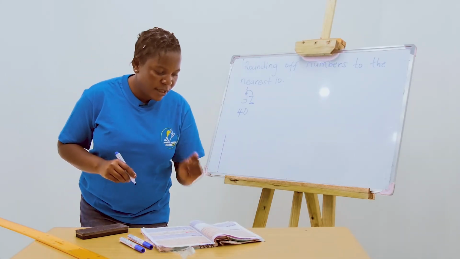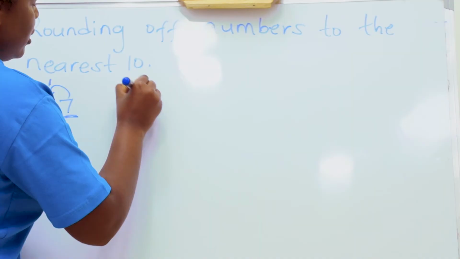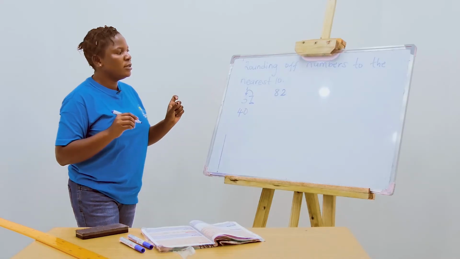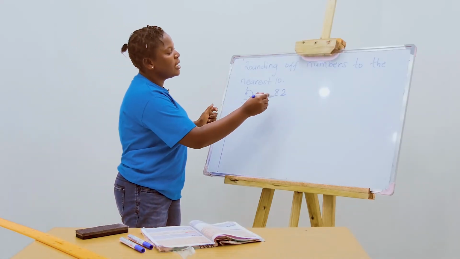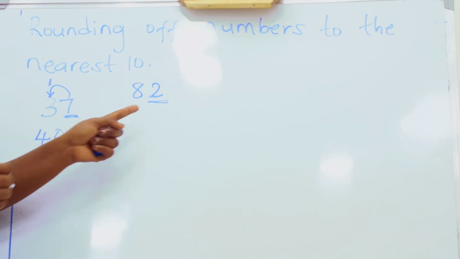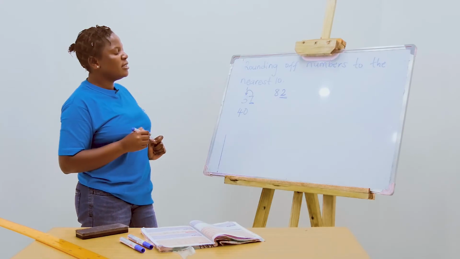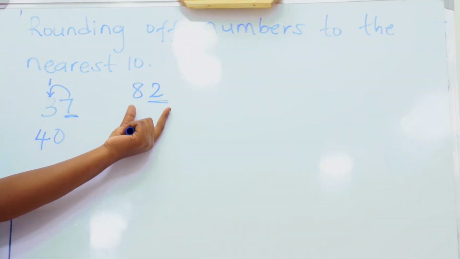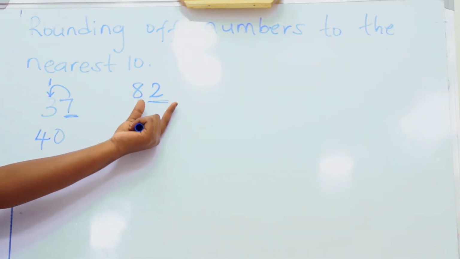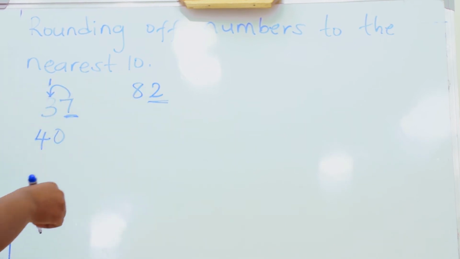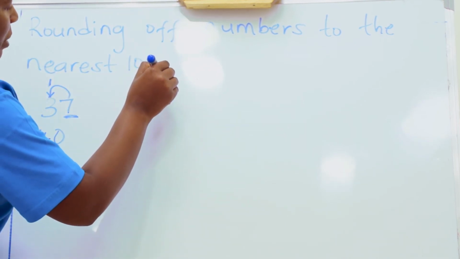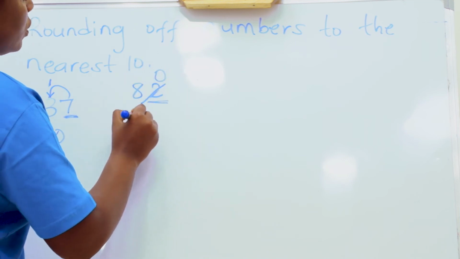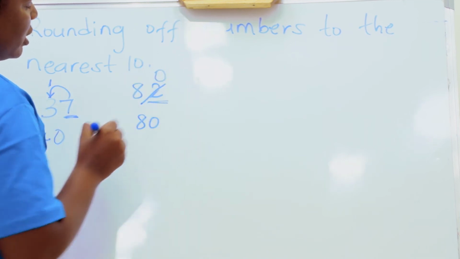I have another number here. I have 82. So what we are still going to do, we look at the last number. Our last number is 2. I ask myself, has 2 reached 5? No, 2 has not reached 5. So if the number has not reached 5, you do away with that number, you cancel that number, then replace with 0. So our answer becomes 80.